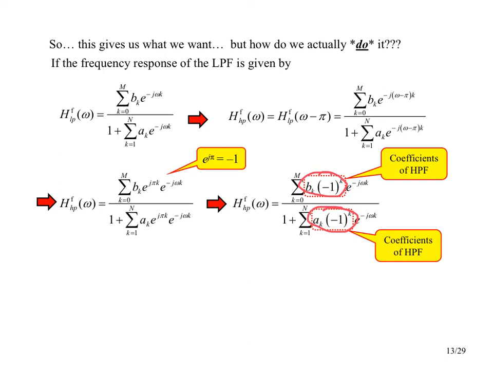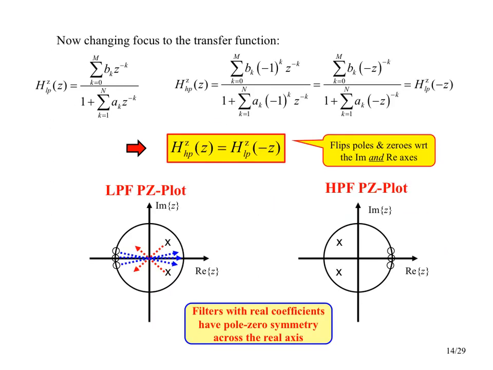So let's keep going. We change our focus to the transfer function. We're going to now mathematically prove that our idea of flipping along both the horizontal and vertical axes gives us what we want, and that corresponds to just replacing z by -z. So here's our low pass filter. We can immediately write down what the z transform for our high pass filter was.